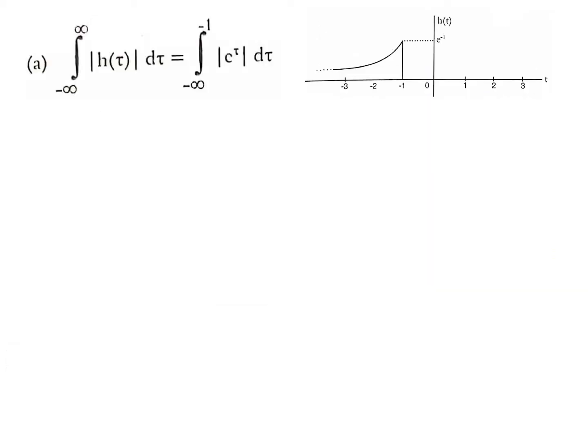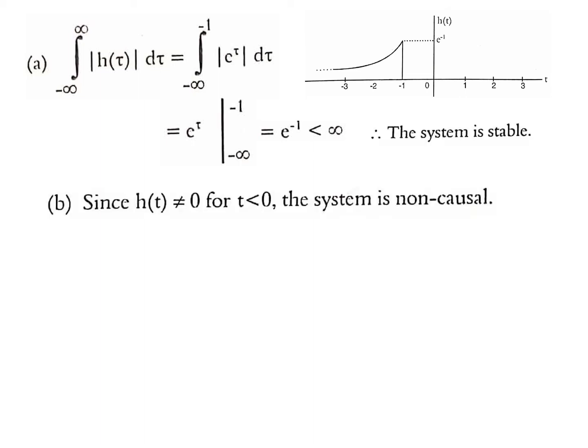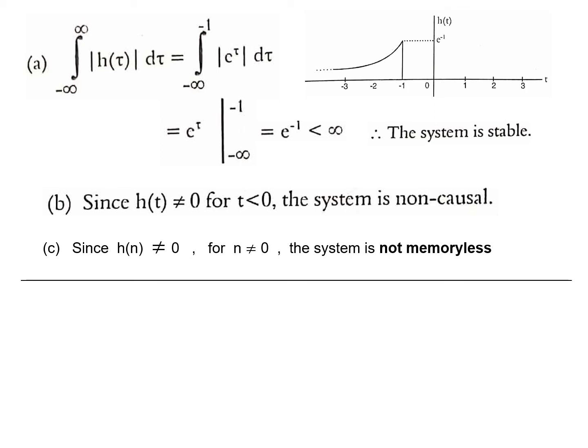Yes, you find the total value of the area. Its integration is e power of minus 1, that is 1 by e. It's a finite number. See the integration limit minus infinity to minus 1 of e power of t. When you do this, you'll get this. So it is a stable system. It is non-causal. It is not memoryless. End of that problem.